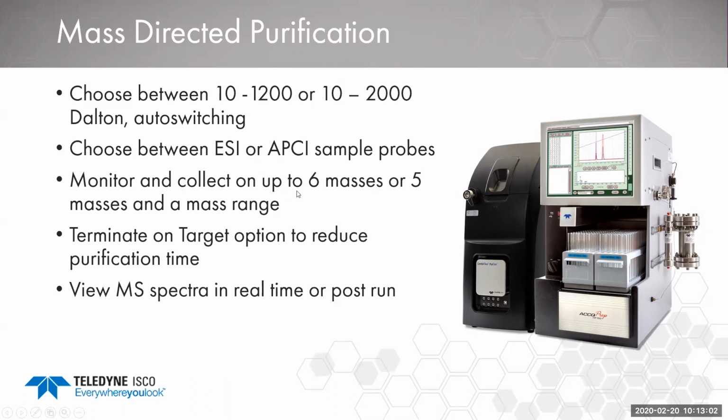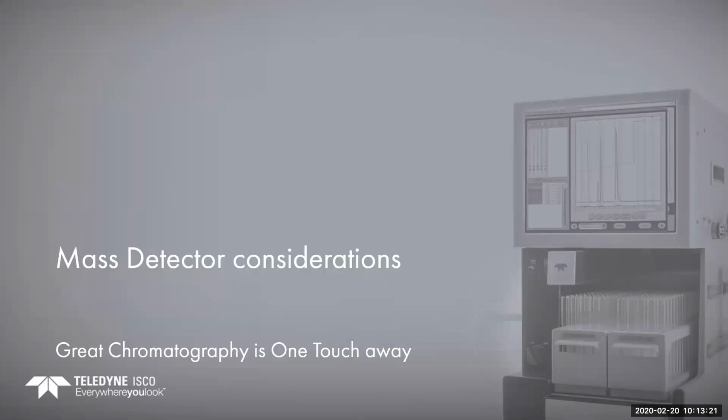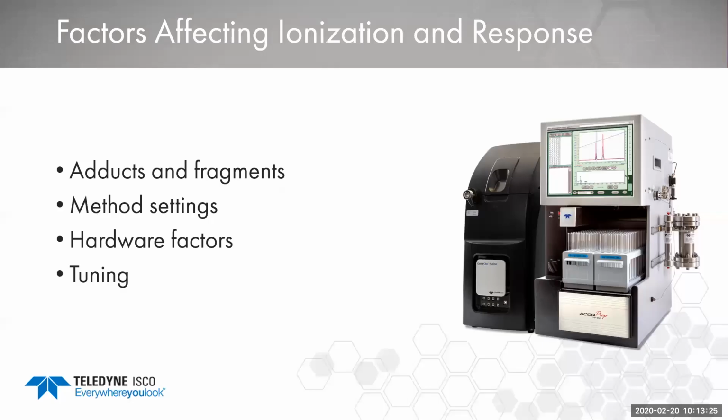One of the nice things about our instrument is we can actually use 6 masses or 5 masses in a mass range if you choose to do a cluster of ranges. I don't typically like doing the terminate on target, but I guess it has some uses. We can also view the MS spectrum in real time, just like I showed you with UV.